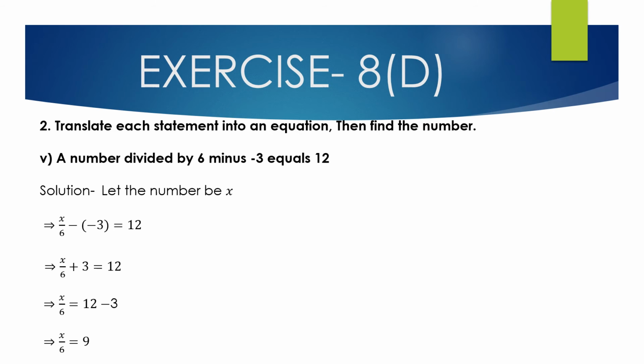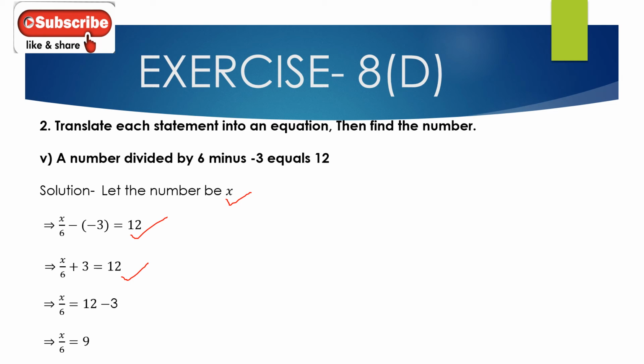Now we solve question number 5. A number divided by 6 minus 3 equals 12. Suppose the number is x, the number divided by 6. So it will be x divided by 6 minus of minus 3 equal to 12. Now this minus symbol multiplied with minus symbol is plus symbol. x divided by 6 plus 3 equal to 12.